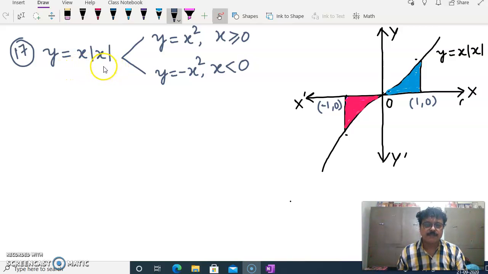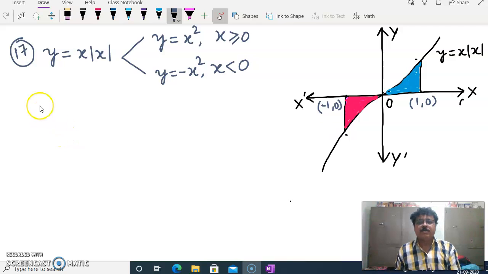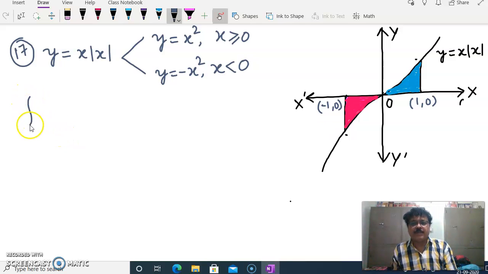So as we know, for the modulus functions, if x is positive, greater than equal to 0, the value of the function will be y is equals to x square. But if x is negative, तो ये माइनस का x हो जाएगा, मतलब less than 0 के लिए the function will be y is equals to minus x square. So we have to find the area between line minus 1 to 1.